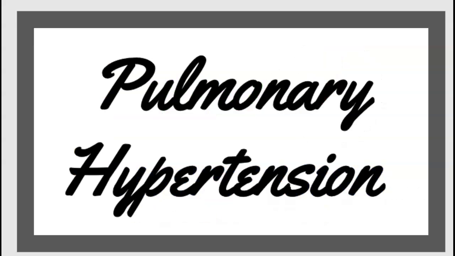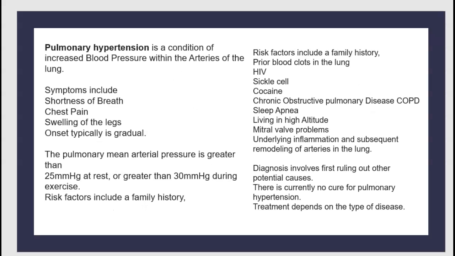Let's start. Today's topic is about pulmonary arterial hypertension. Pulmonary hypertension is a condition of increased blood pressure within the arteries of the lung. Symptoms include shortness of breath, chest pain, swelling of the leg, and the onset is typically gradual.